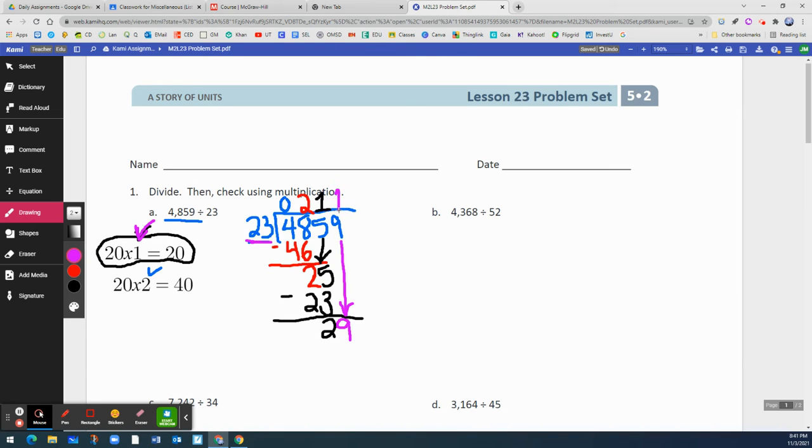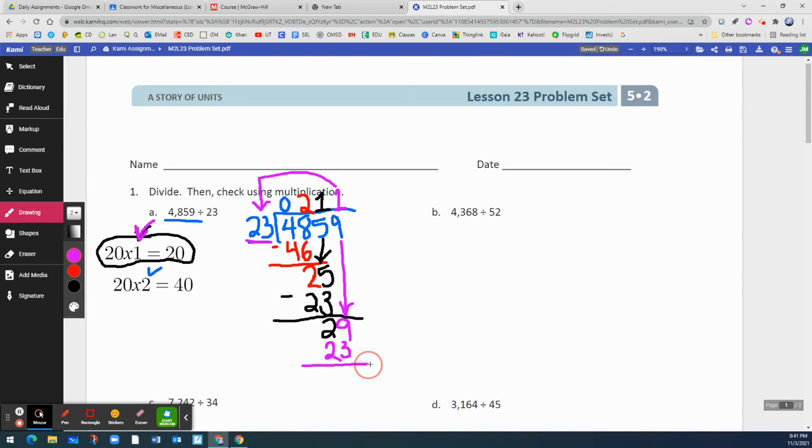So we write the answer on the quotient area. This is where the answer goes, the quotient area. And we say, what is 1 times 23? Remember, that will be easier. 1 times 23, any number multiplied by 1 equals the same number, which means 23.